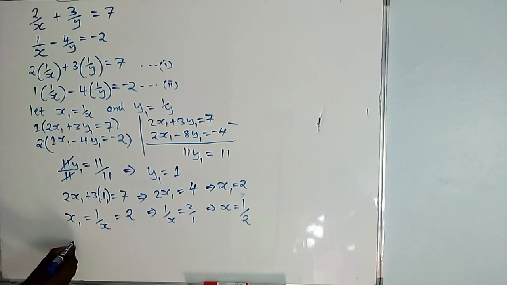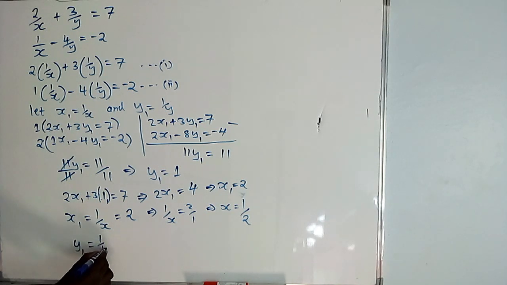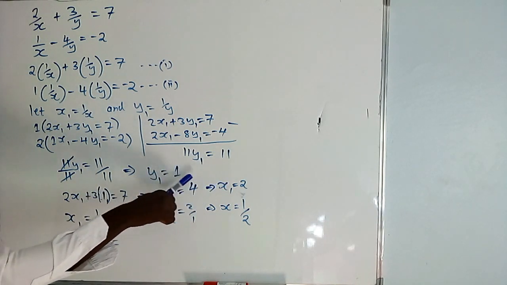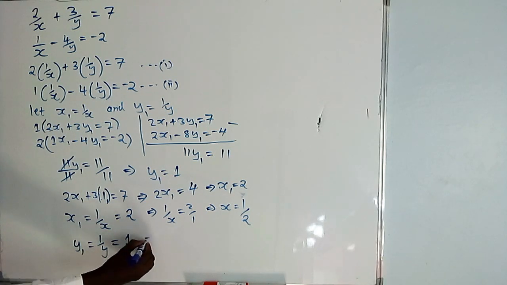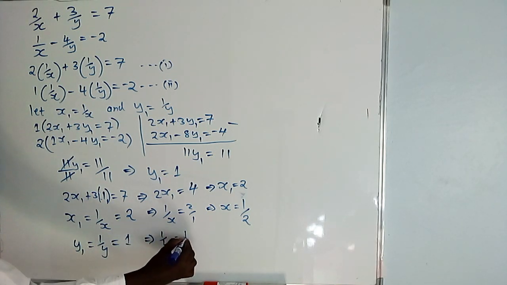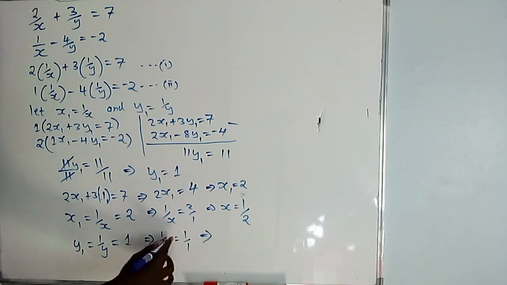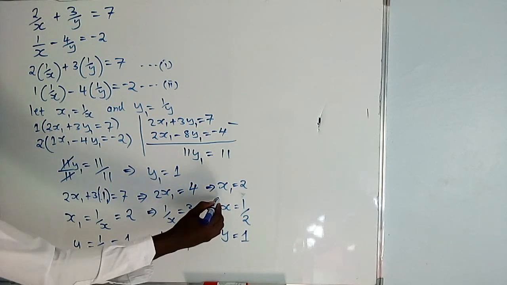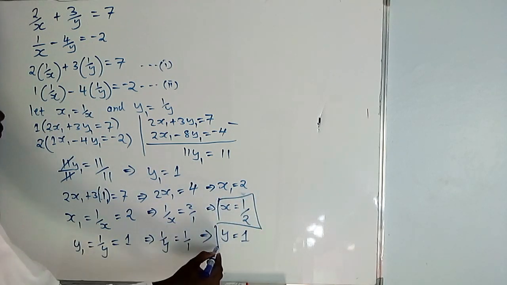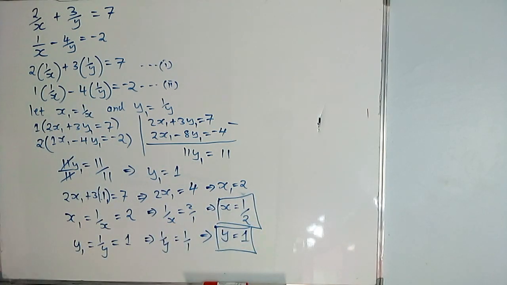Then again, you had y1, you said, was 1 over y. So where there is y1, you put 1 over y. So it implies 1 over y is 1. So 1 is just 1 over 1. So if you look for the reciprocal on both sides of the equation, 1 over y is the same as y over 1. 1 over 1 is 1. So it means y is 1. Are you seeing that? And you have solved the system of simultaneous linear equations.